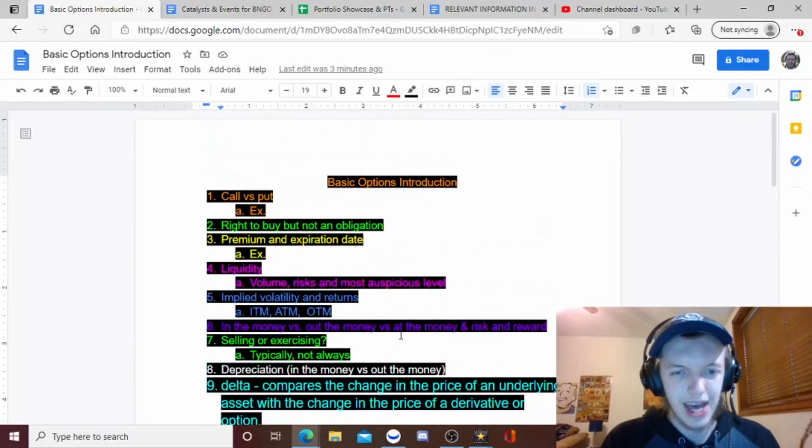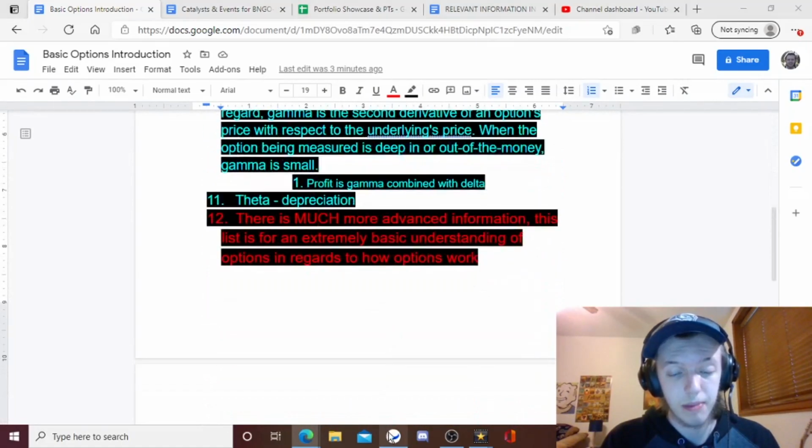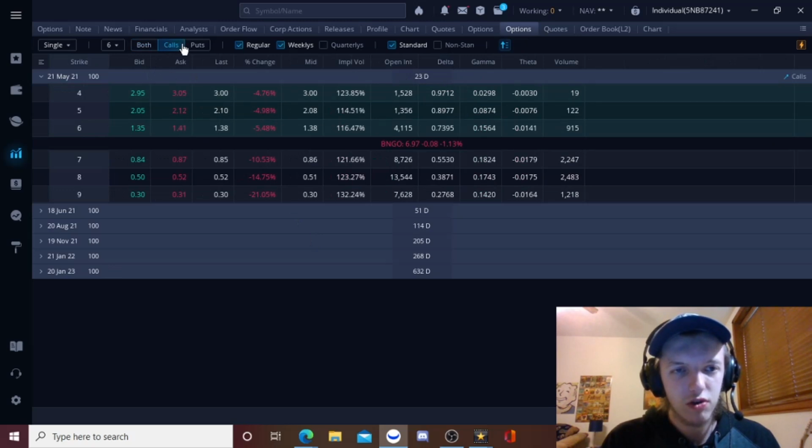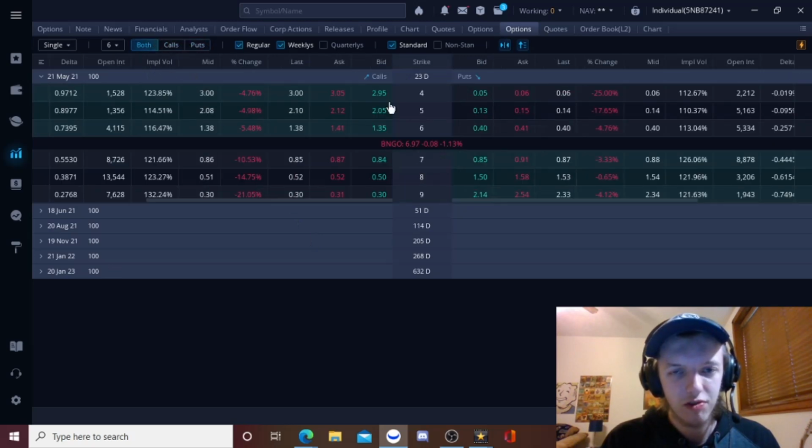So also, on the Webull app, I recommend doing it on a desktop, because I don't like the Webull app version. I like this version much better. You can customize things a lot better. It's a lot more options. You can see the volume very easily. You can see everything really easily. And also make sure you change it to just calls. You don't want to have both. That just makes it way more complicated.